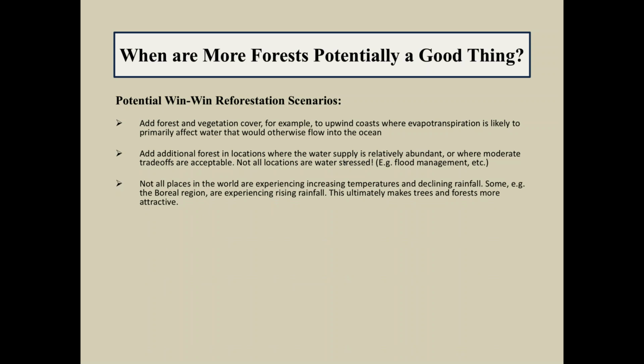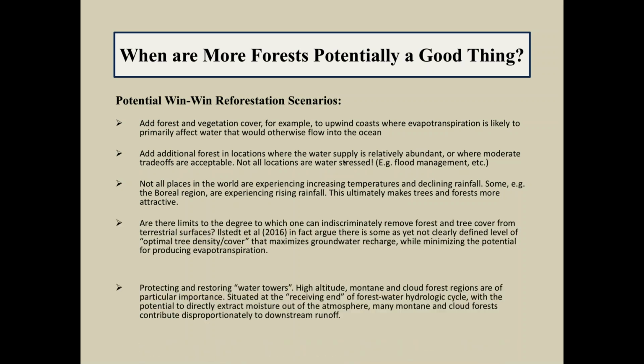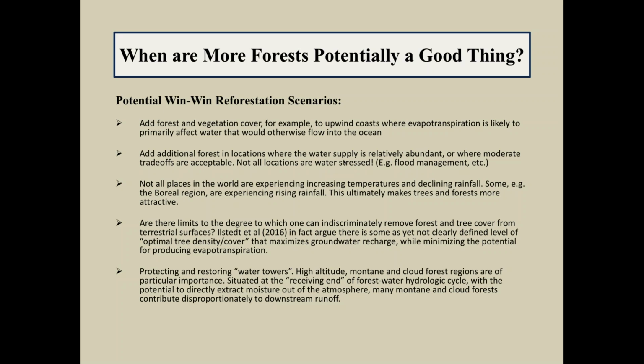And of course, it's important to recognize that with climate change, not all places in the world are experiencing increasing temperatures and declining rainfall. For example, in the northern boreal regions, they're actually experiencing increasing rainfall, and this ultimately makes trees and forests more attractive. And of course, you could then move more of that moisture onto other locations to benefit other parts of the world. Now, there are two forest-water interaction relationships which I didn't manage to talk about.